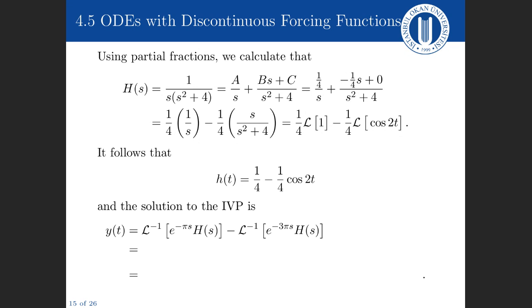And we can fit this in at the bottom of the page. It follows that the solution to the initial value problem is the inverse Laplace transform of e to the power minus pi s capital H minus the inverse Laplace transform of e to the power minus 3 pi s capital H. Using our shifting formula, this is the same as u pi small h of t minus pi minus u3 pi small h of t minus 3 pi.